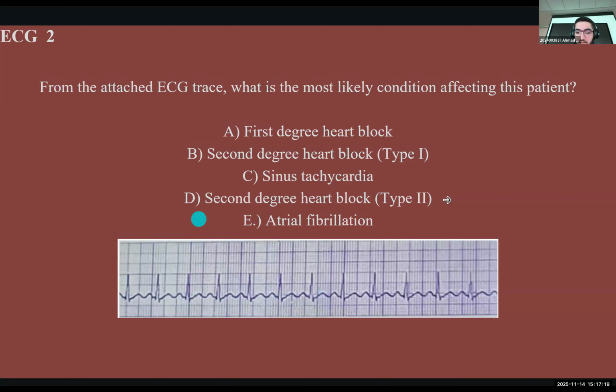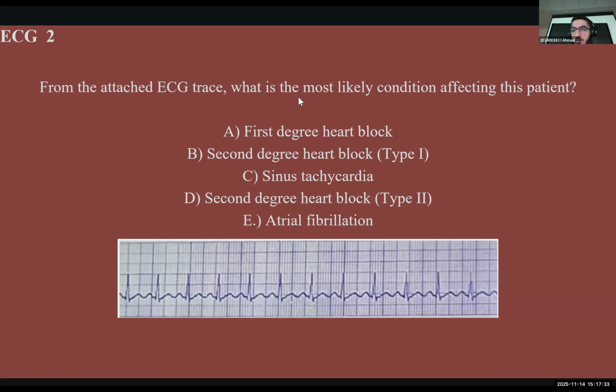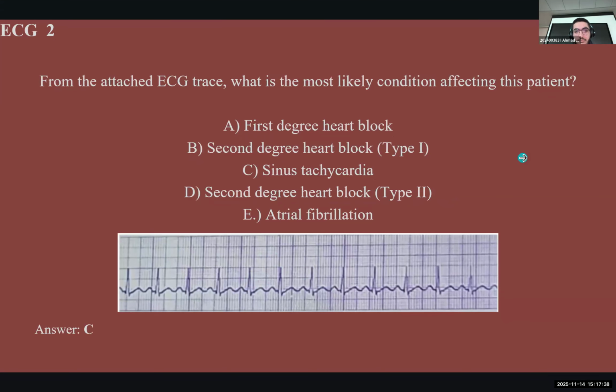And then atrial fibrillation, it looks very weird, does not look like that. So whoever said C, sinus tachycardia, yes, you are right. Because here you can clearly tell there is only two large squares, which indicates almost 150, the heart rate. It's normal fast, yeah, perfect. So the answer is C.